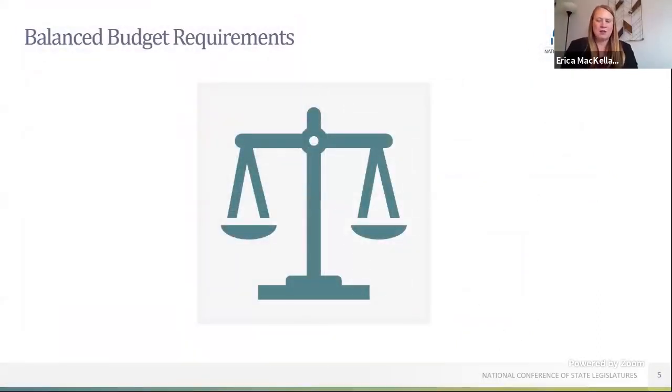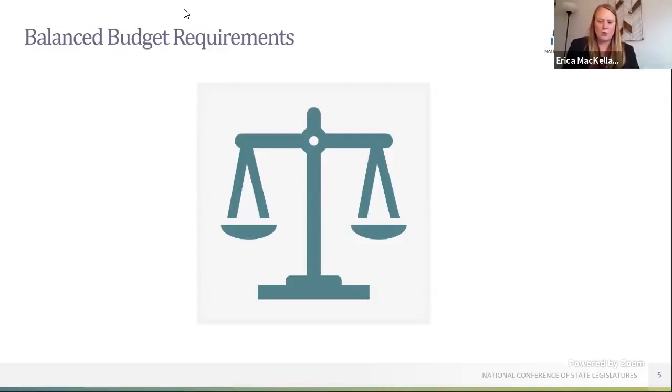Okay, so it's Friday afternoon. To keep everybody on their toes, I want to do a quick trivia question here. If you feel like it, I'd like you to just guess in the chat box how many states you think have a balanced budget requirement. And give you just a second to do that.